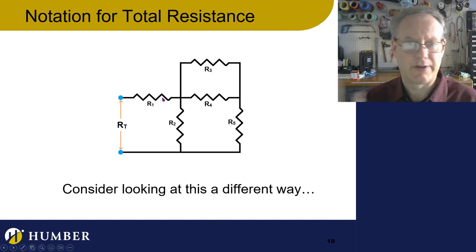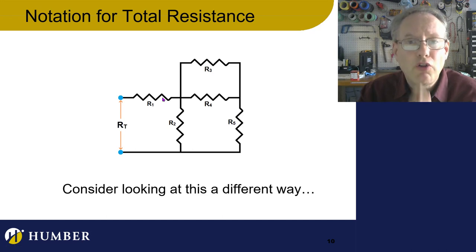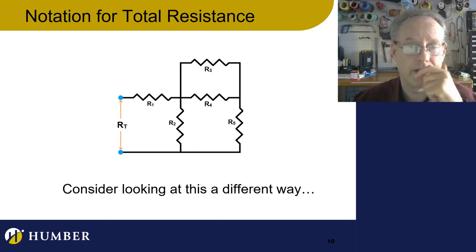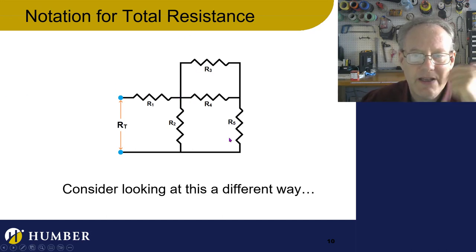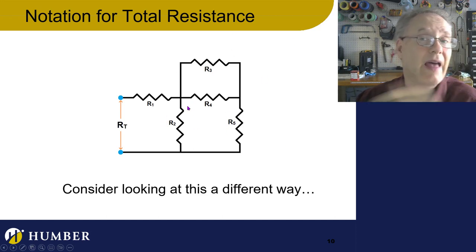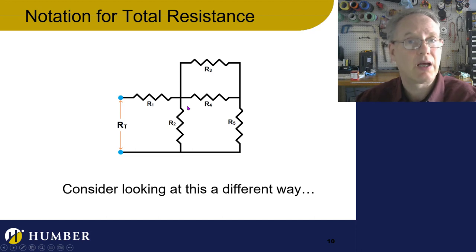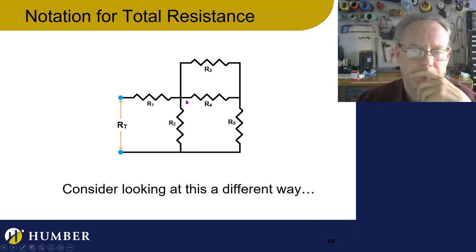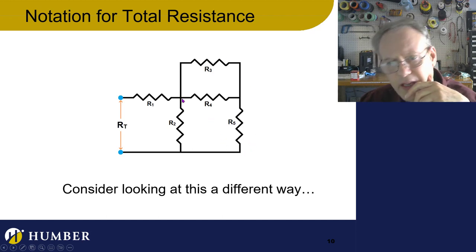R1 is in series with everything. Pardon me. All the current goes through R1. All of it. So all the current goes through here. It gets here, and then it's divided up amongst these guys. Well, essentially, there are two legs to the parallel circuit that's here. One leg is R2. The other leg is all of this.